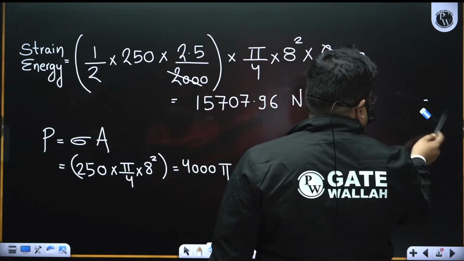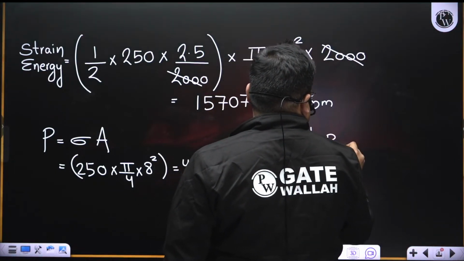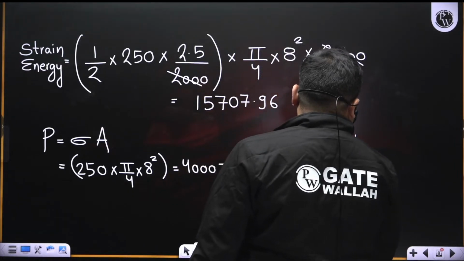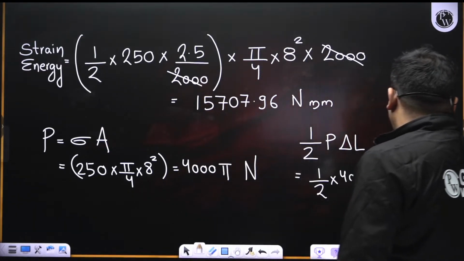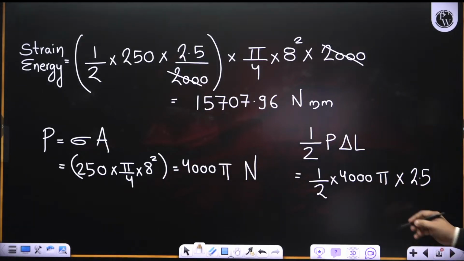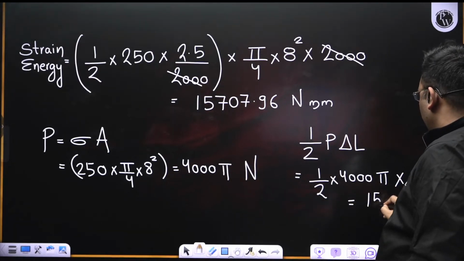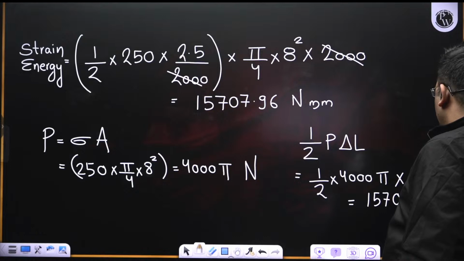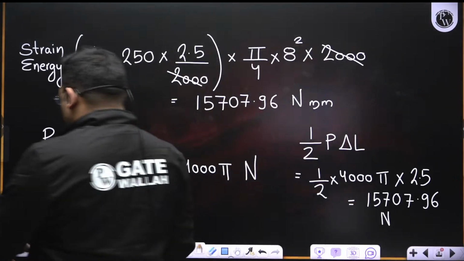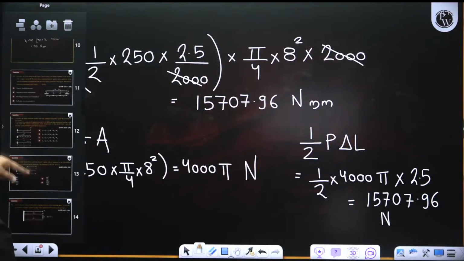Half load into deformation, because E is not given. I can use half load into deformation. So half load we got is 4000 pi, and delta L we got is 2.5, right? So from here also you can solve, and you'll get the same value, 15707.96. So these are the questions from strain energy due to axial loading. There is a very good chance that they can ask you a question from this in the examination.